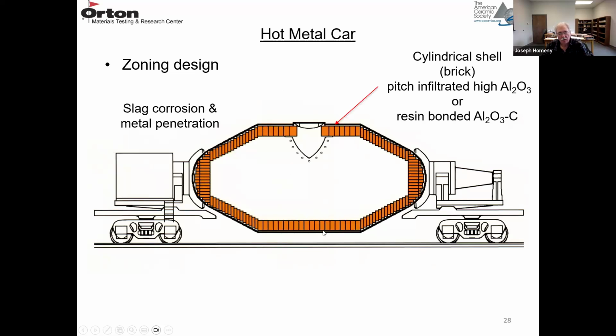So this is what a hot metal car looks like in schematic drawing. You have slag corrosion issues because the slag comes along with the metal, and metal penetration issues. You also have thermal shock issues when you pour hot metal into this. So it's basically a cylinder with conical ends. You're going to use a pitch infiltrated high alumina refractory. So it's a fire brick with pitch, or pitch infiltrated high alumina, or it may be a resin bonded alumina carbon refractory, one of the composites.